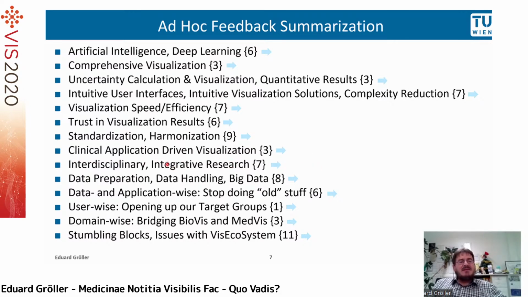The next topic is interdisciplinary and integrative research. So if you look at many of these realistic problems, they involve so many different experts from very many different disciplines, and you cannot only solve it by yourself. It would require the involvement of many different experts, large initiatives. Some of them are around. But if you think of our small research groups, it's very difficult to get this going.